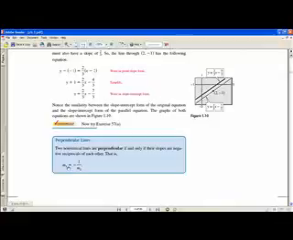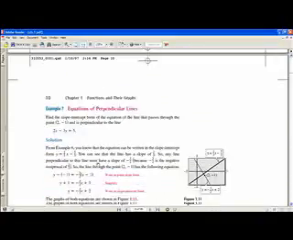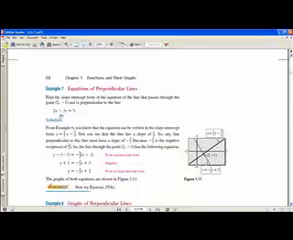Perpendicular lines have slopes that are negative reciprocals, or if one's horizontal, the other one's vertical, would be the other possibility. And so we have this line. It has a slope of 2/3, so the negative reciprocal is -3/2. We use the slope -3/2, the point 2, -1, put it in point-slope form, and then simplify to slope-intercept form.